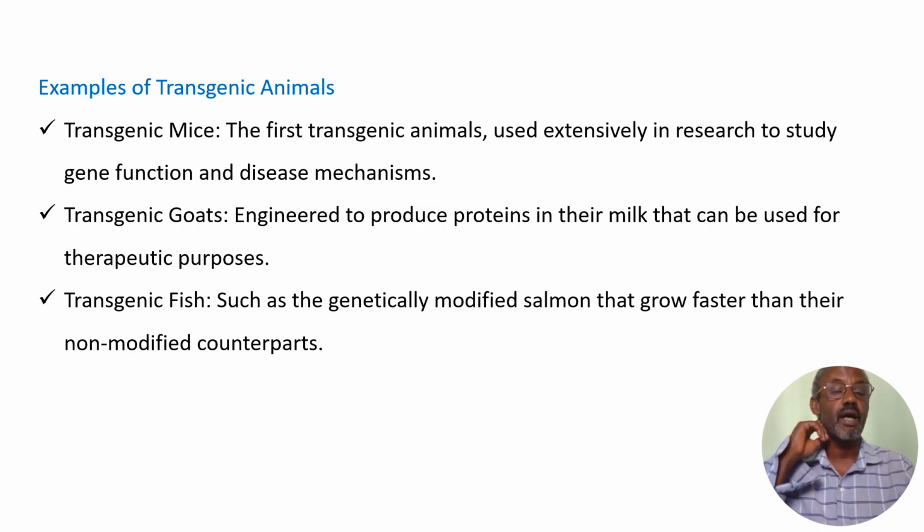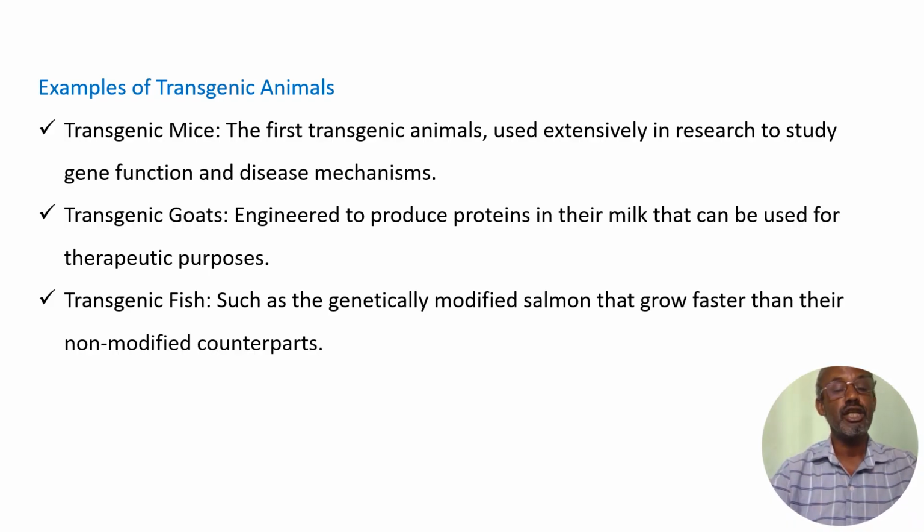Examples of transgenic animals. Transgenic mice, the first transgenic animals, are used extensively in research to study gene function and disease mechanisms. You see, genetic studies are done by genetically modifying mice. Also, gene therapy is tried on mice after genetically modifying them.